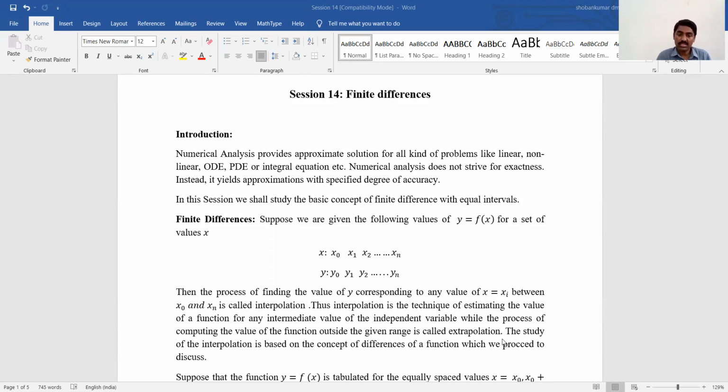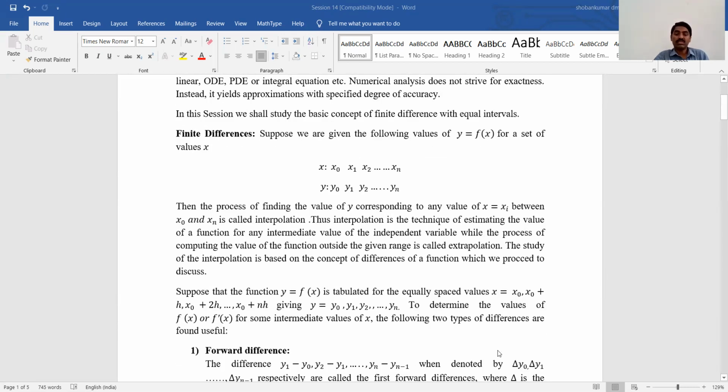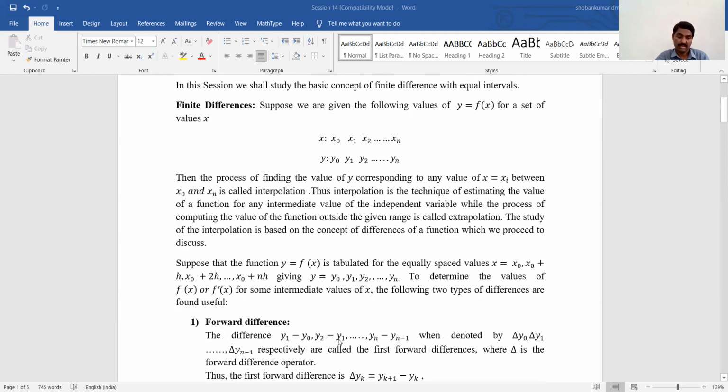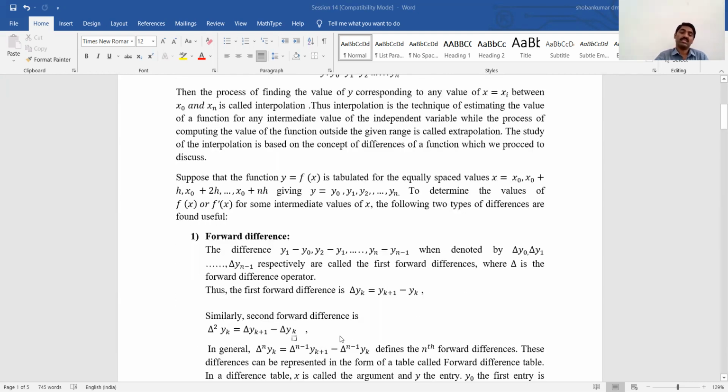Now, the study of interpolation is based on the concept of differences of a function, which we proceed to discuss. Suppose the function y equal to f of x is tabulated for the equally spaced values x equal to x0, x0 plus h, x0 plus 2h, and so on x0 plus nh, giving corresponding values of y equal to y0, y1, y2, and so on yn. To determine the values of f of x or f dash of x for some intermediate values of x, the following two types of differences are found useful. One is forward difference, another one is backward difference.